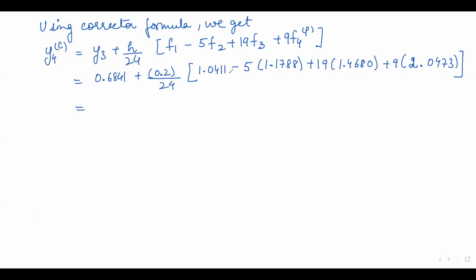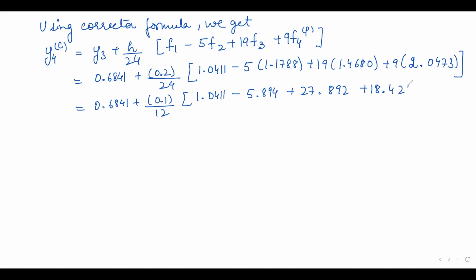So after all the calculations, okay, you can cross check. I'm just writing it. This is 1.0411, 5.894, 92. So this is coming out to be, so this is my answer, and up to 4 decimal places I'll round it off and it would be 1.0296. So this is my corrected value.